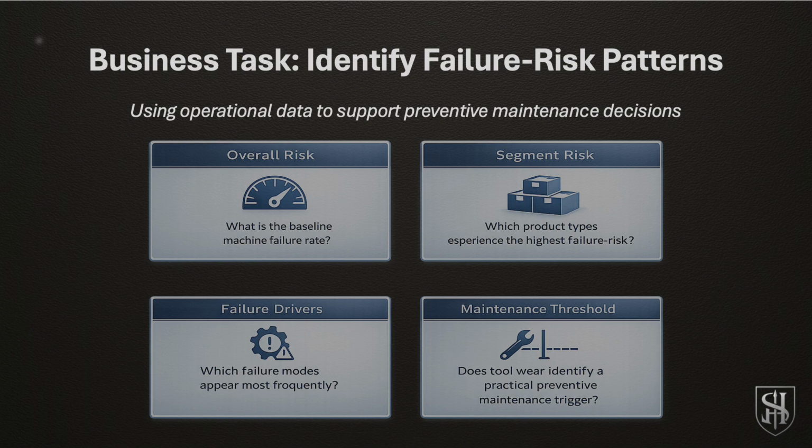If failure risk increases sharply after a certain level of toolware, leadership may be able to test an early inspection point before machines enter the highest risk zone. Together, these four questions move the project from general analysis to practical decision support. The analysis begins with the baseline failure rate, then identifies high-risk segments, reviews likely failure drivers, and finally tests whether toolware can guide preventive maintenance action.